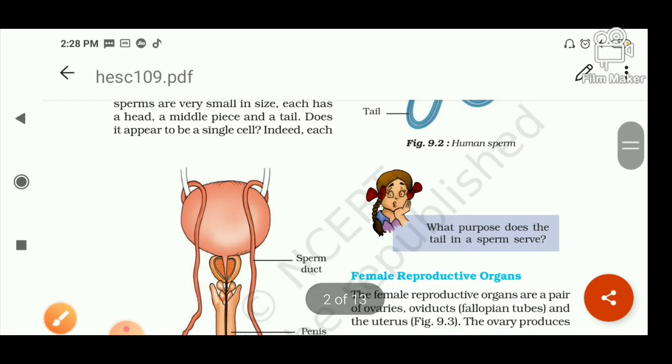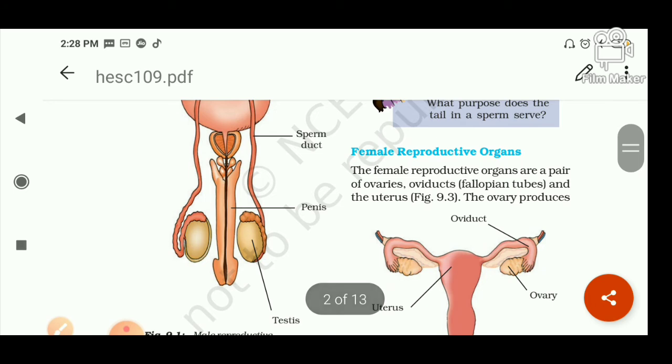Now see next. What purpose does the tail of the sperm serve? I told you about it because it is a movable structure. It has to reach from the male reproductive system to the female reproductive system, so it needs the tail. It helps in the movement of the sperm, right? Okay, now next is the female reproductive organ.